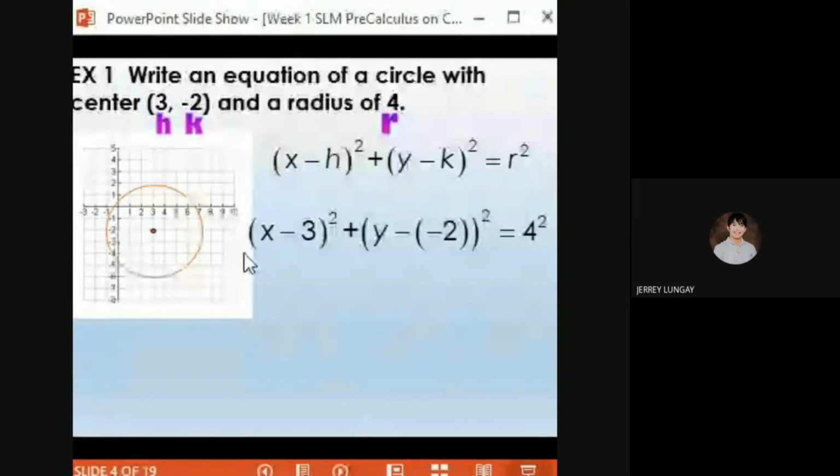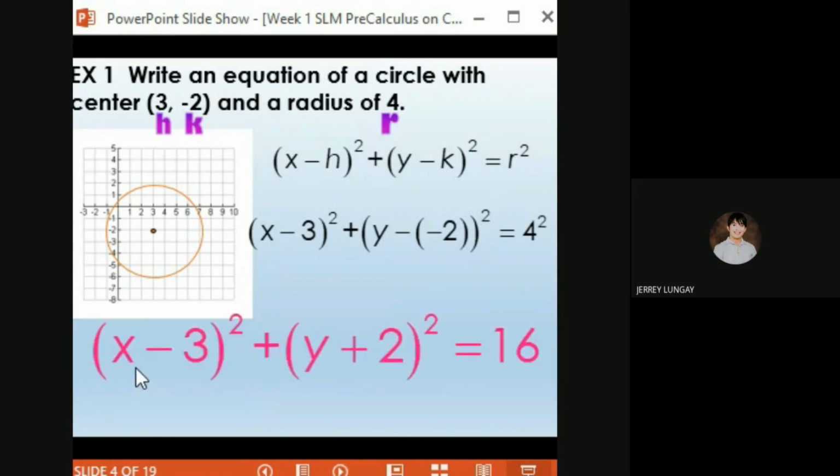Okay, the correct answer is x minus 3 squared plus the quantity of y plus 2 squared is just equal to 16. So if you are not the 4 squared, if we will be going to simplify this one, the 4 squared will become 16. If your answer is not in simplified term class, I will go on kanang minusan lang nako kamay nga points. Dapat naka-simplify siya. Okay. So it would become the quantity x minus 3 plus y plus 2 squared is just equal to 16. So very simple class.